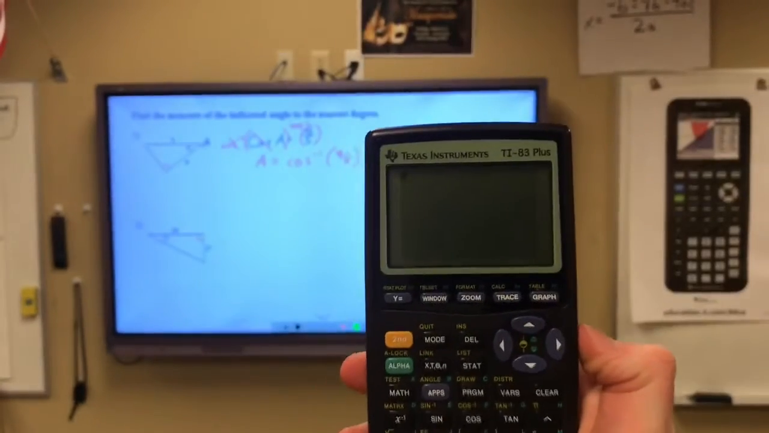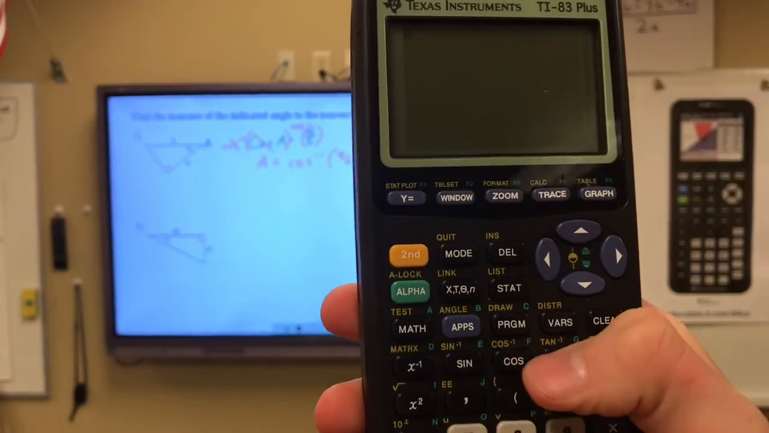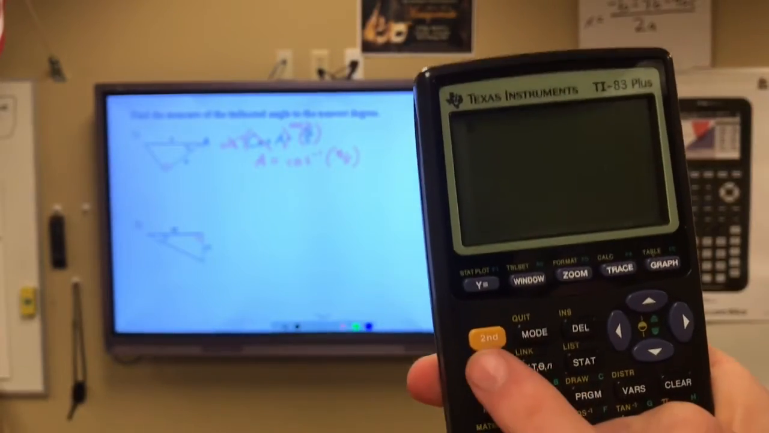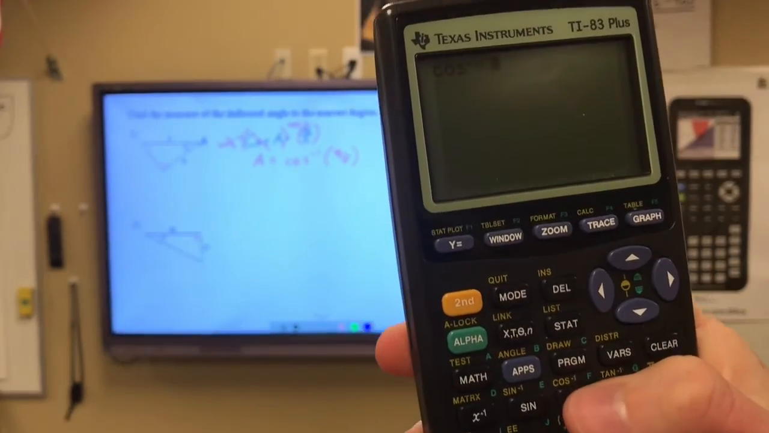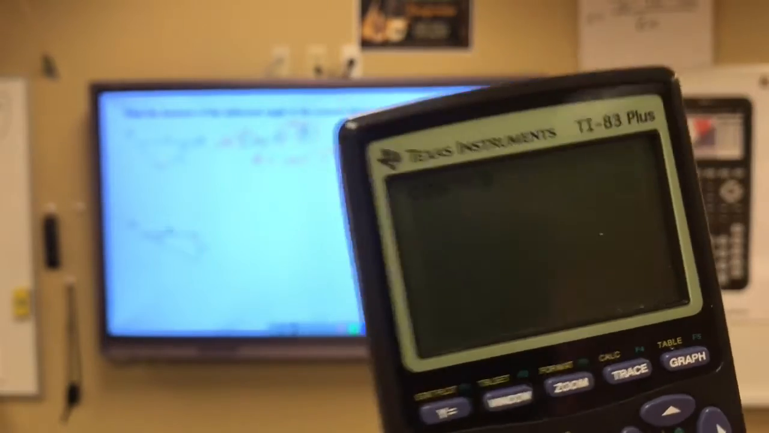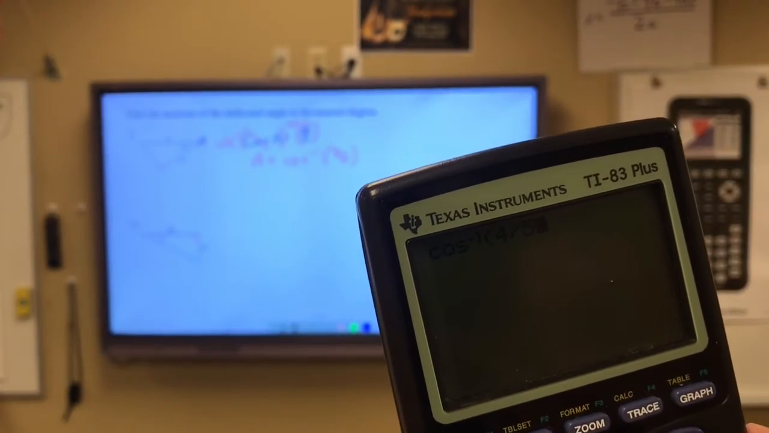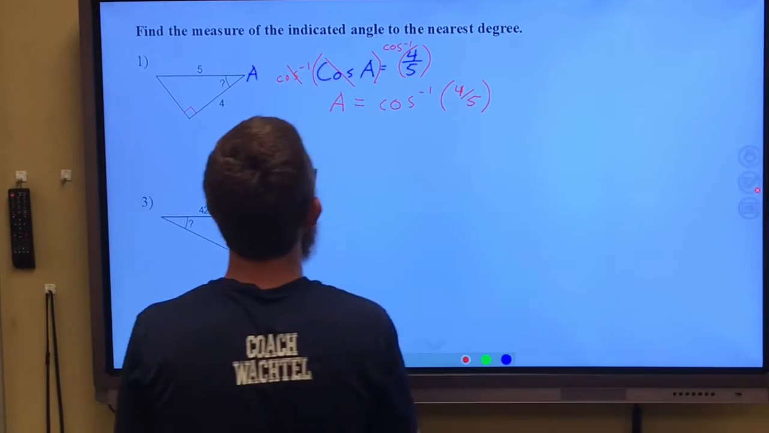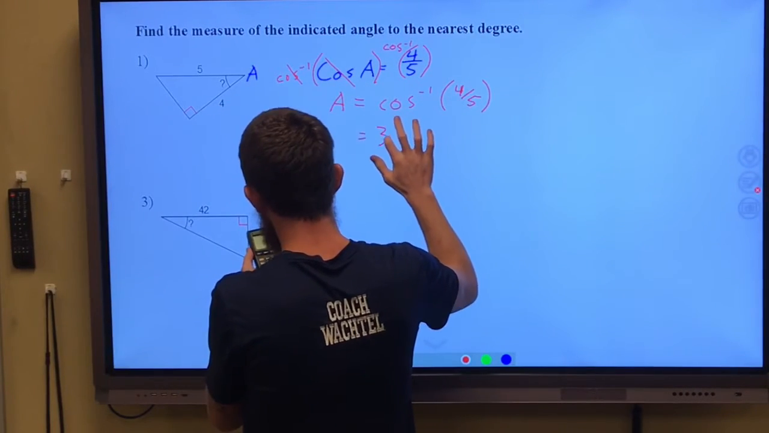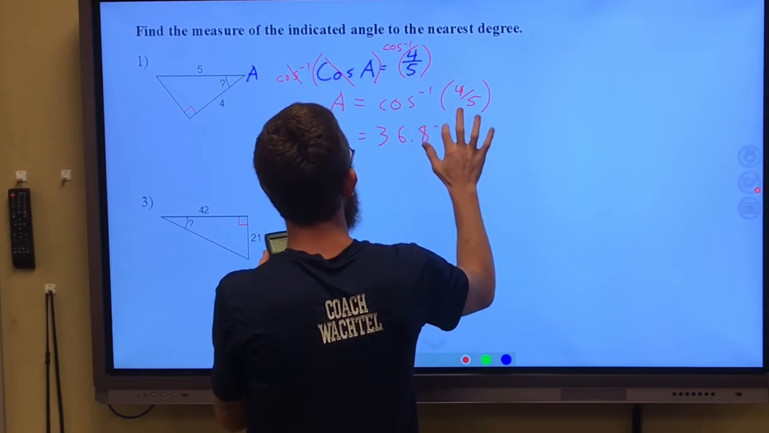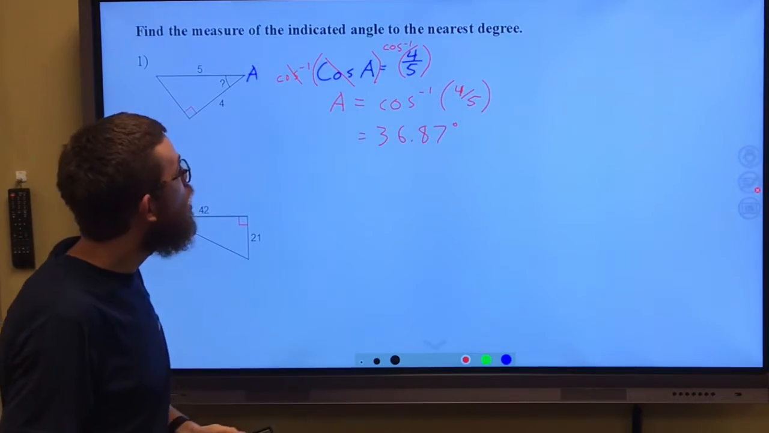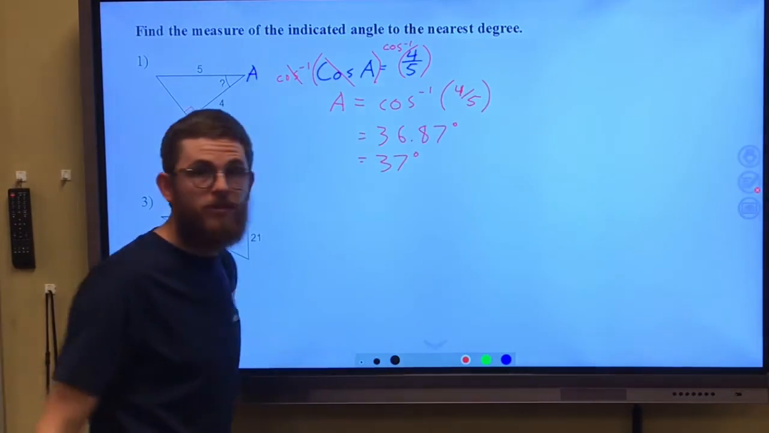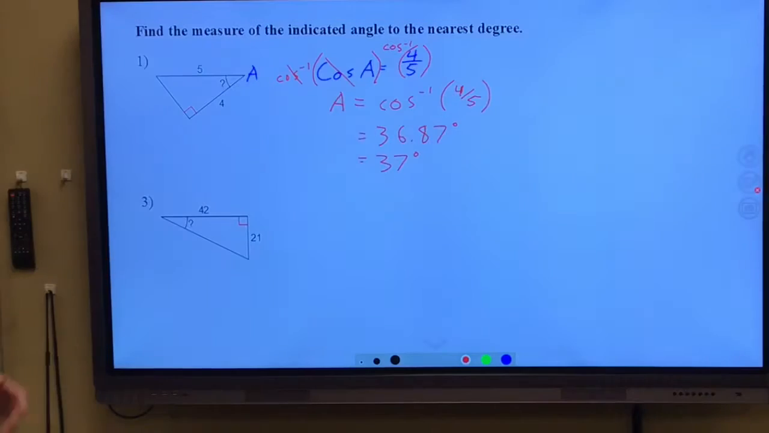Notice on your calculator, right there where we have cosine, notice above it in yellow, that's inverse cosine. So I'm going to do second cosine, brings up inverse cosine. I'm going to type in that 4 over 5. And we see that our angle would come out to be 36.87 degrees if we're rounding to the nearest hundredth, but because we're asked to round to the nearest degree, that's about 37 degrees. Moving on to 3.